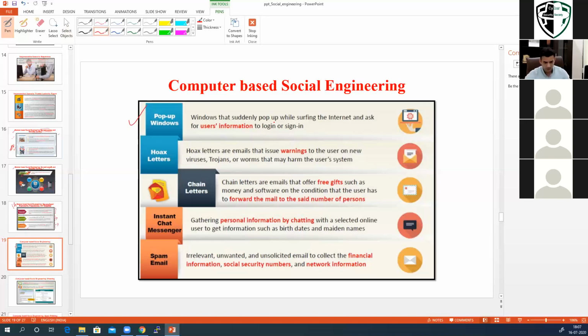Okay, there can be internet messaging and emails such as hoax letters, chain letters, and spam. Hoax letters, I think people might have heard. These are basically the emails that issue warnings. Okay, वो आपको warnings issue करती हैं to the user on new viruses, trojans, worms that may harm the user systems. Okay, so these are termed as the hoax letters.